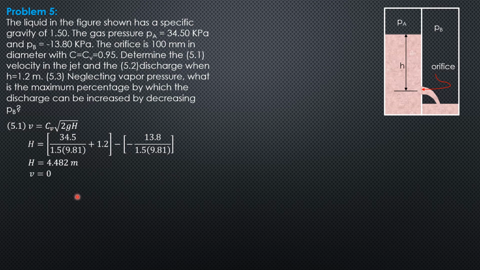Substitute into the formula, so V is 0.95 square root of 19.62 times 4.482. So the velocity in the jet is 8.909 meters per second.